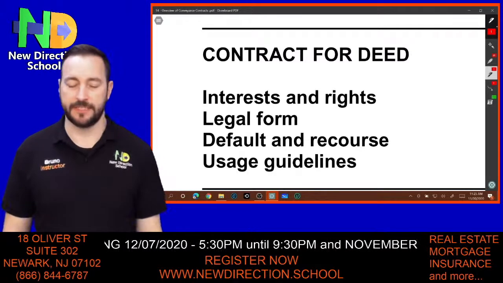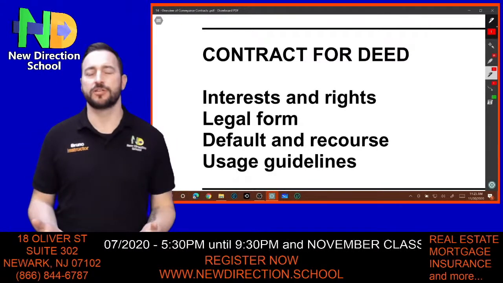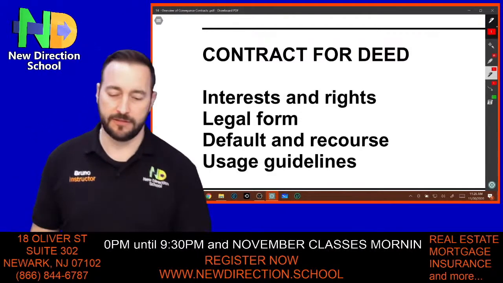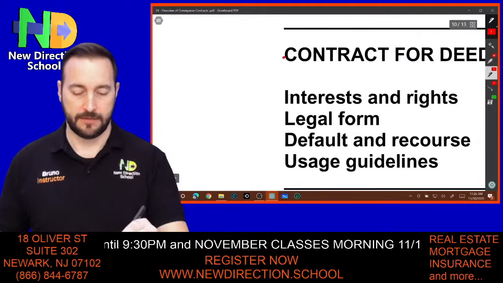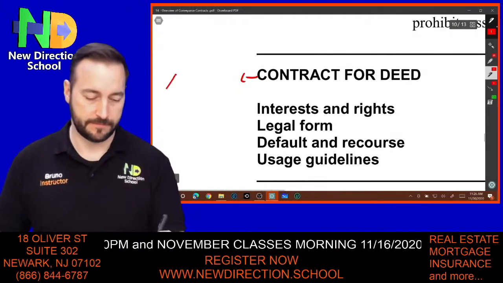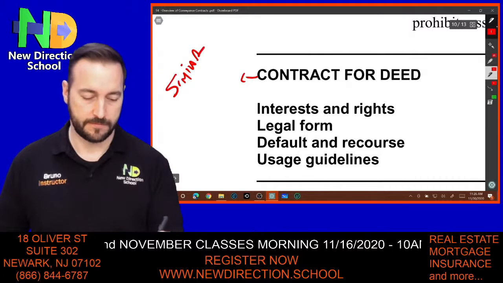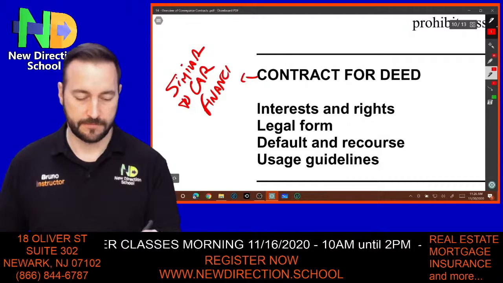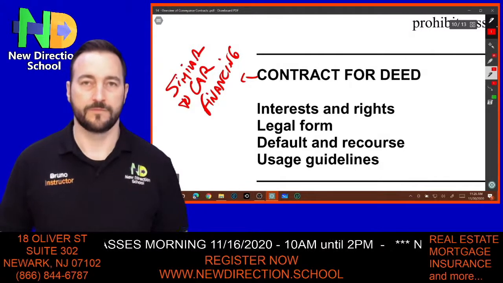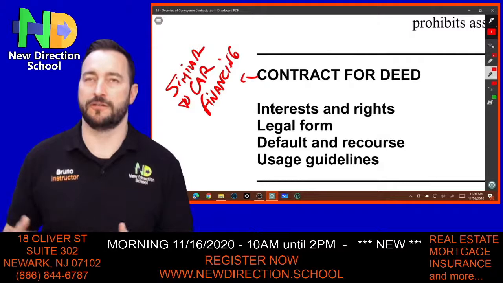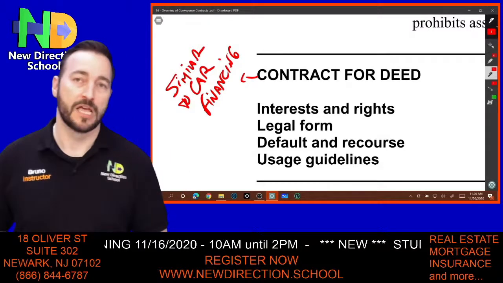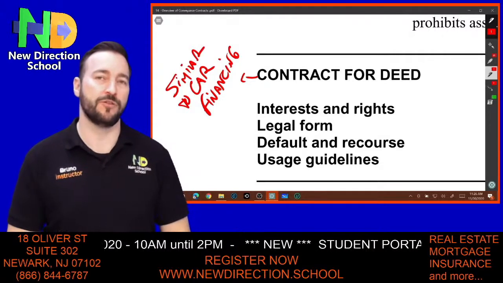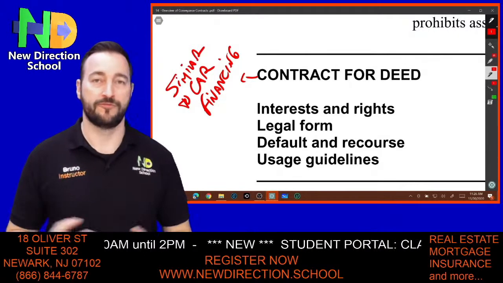Now, contract for deed. The option agreement is similar to a car lease. A contract for deed is similar to car financing. It happens the same way as financing a car. You're paying principal and interest, but when do you get the title to the car? When you finish paying it off.